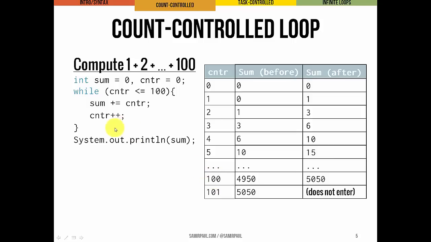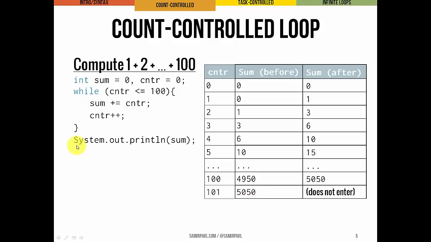Okay, well, when counter's 100, we come back up to the top, we check our condition. Okay, is 100 less than or equal to 100? It is. So sum is 4950 at that point. We add 100 to it, we get 5050. Then we increment counter one more time. Counter is now 101. We go back to our condition and check. Is counter 101 less than or equal to 100? It is not. So this time, we do not enter the loop. We go to the bottom, print out sum, and the value that gets printed is 5050. If we were now to actually go and print out counter, we would have 101.